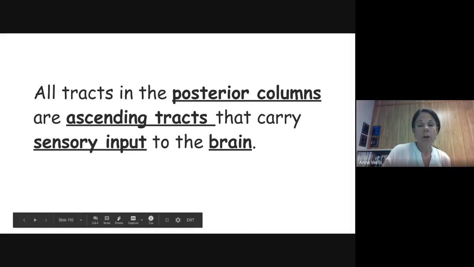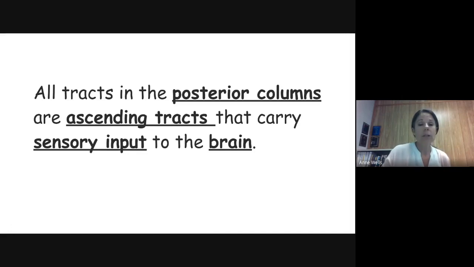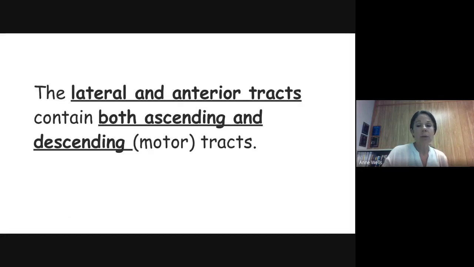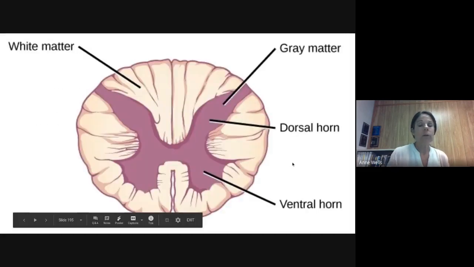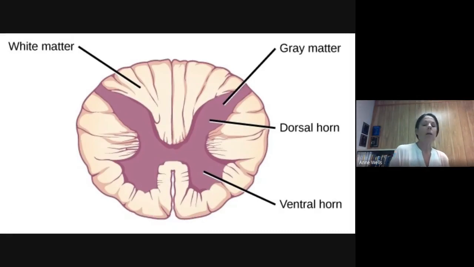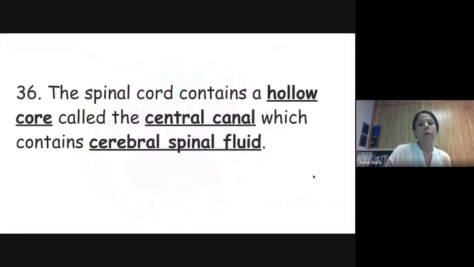All tracts in the posterior columns are ascending tracts that carry sensory input to the brain. The lateral and anterior tracts contain both ascending and descending motor tracts. So there's a picture of a cross section that really helps you see the gray matter and the white matter. It lets you see how it does look sort of like a butterfly, and you can see the dorsal horn and the ventral horn. Note 36, the spinal cord contains a hollow core called the central canal, which contains cerebrospinal fluid.